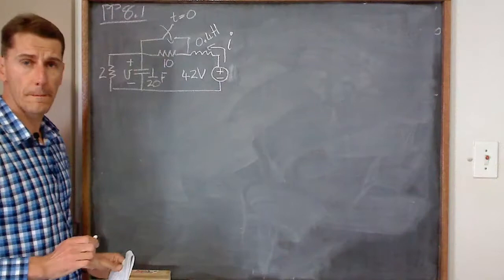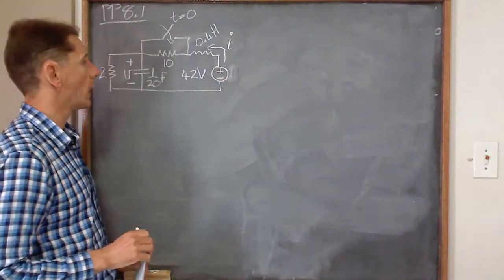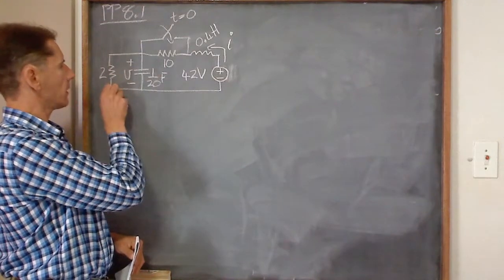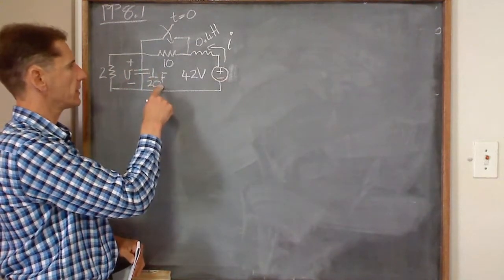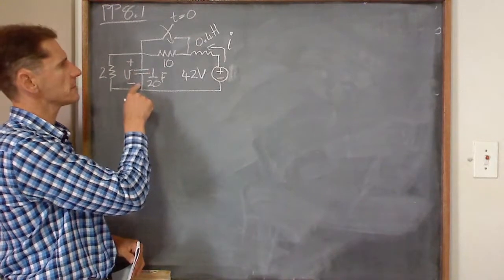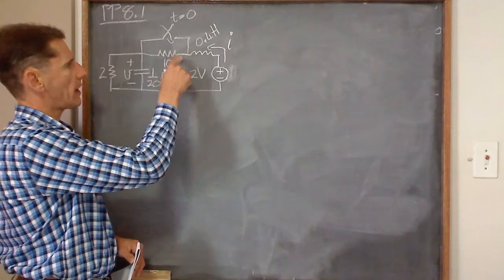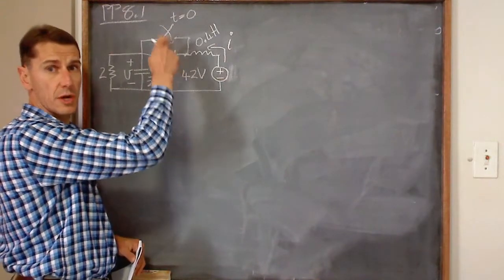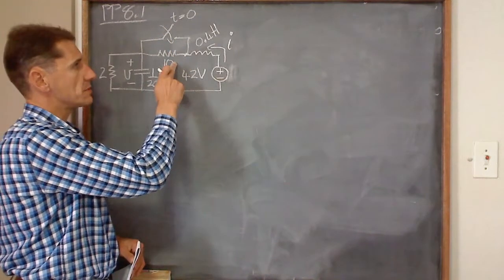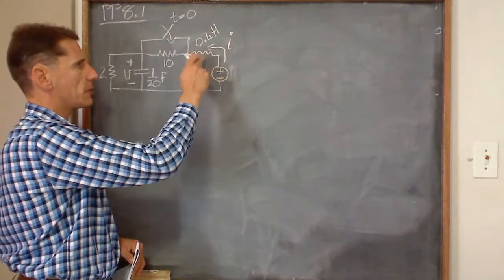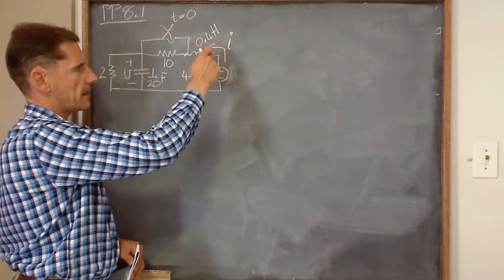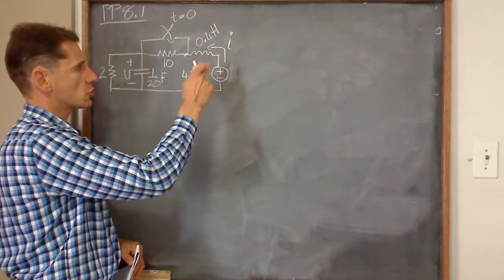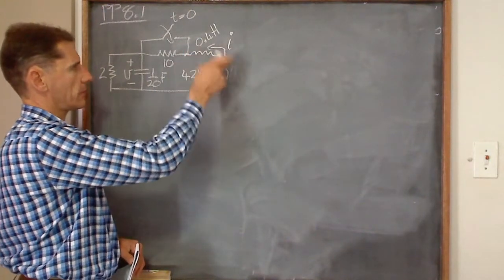Okay, we're going to do practice problem 8.1. What do we have? We've got a 2 ohm resistor, with a capacitor in parallel with that resistor, 1/20 farad, and there's the voltage, plus minus. A 10 ohm resistor, sitting in parallel with it is a switch that closes at time 0. So at time 0, we're going to short out that resistor. A 0.4 henry inductor is connected in series with this 42 volt source, and there's the current flowing in that direction.